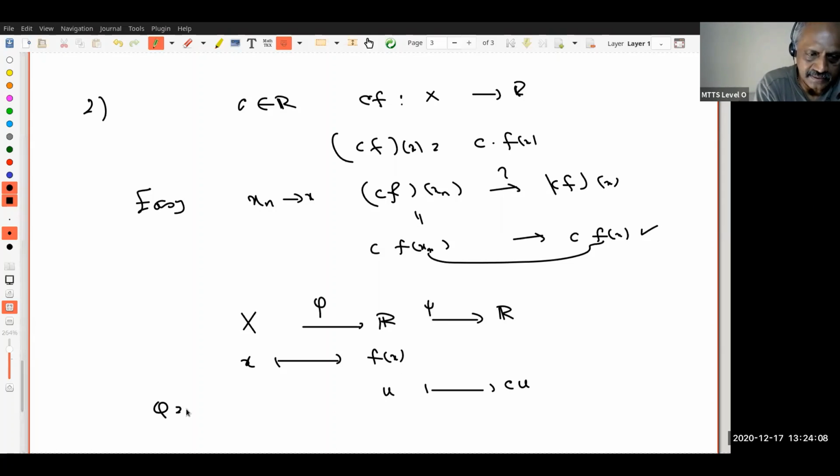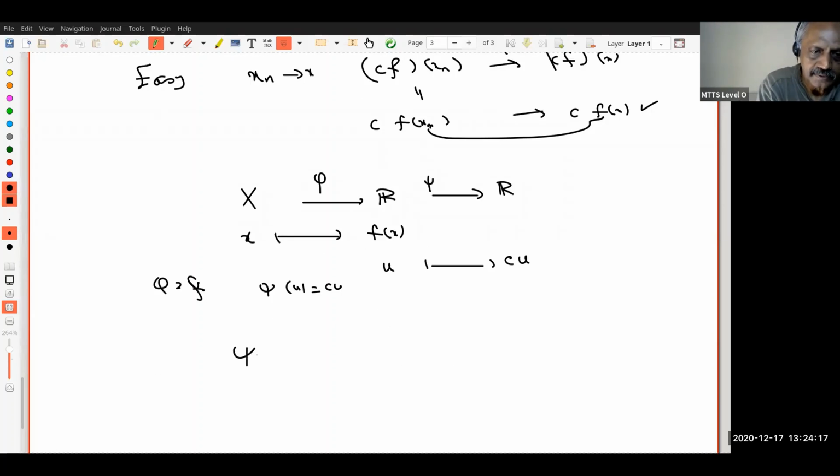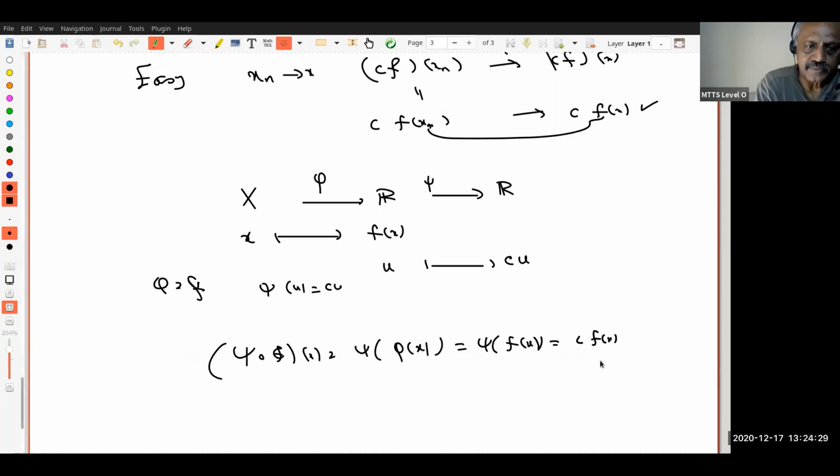Phi is nothing else than x going to f x. And xi is this map. Xi of u is c times u. And what is xi composite phi? Xi composite phi at x equals xi of phi of x. Phi of x is the same as f of x. Xi of a real number is c times f of x. Therefore, it is c times f. You understand that? Therefore, xi composite phi equals c times f.